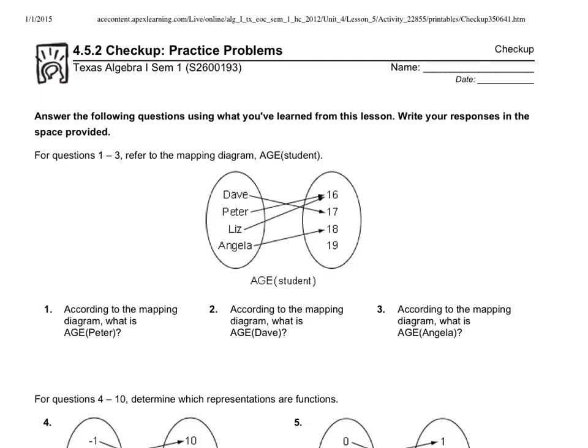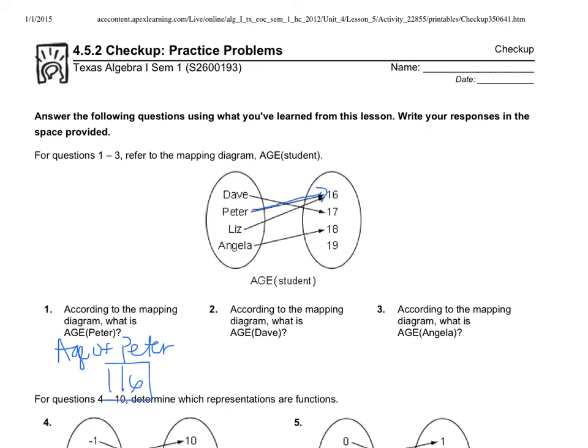So we can also use mappings to help us answer questions. So it says, refer to the mapping diagram to answer the function age of student. So for question 1, it says, according to the mapping, what is age parentheses Peter? Remember, we can read this as age of Peter. Well, this is really easy because all we have to do is go up here, find Peter, see what he maps to. He maps to 16, so 16 is our answer.